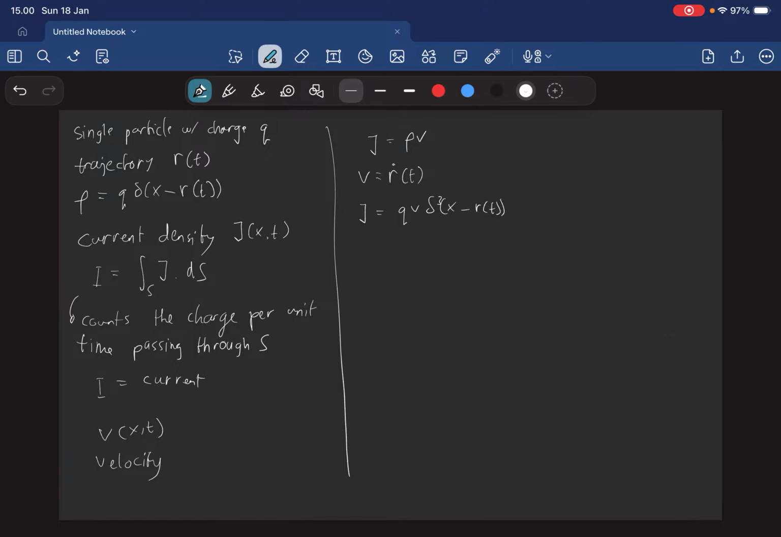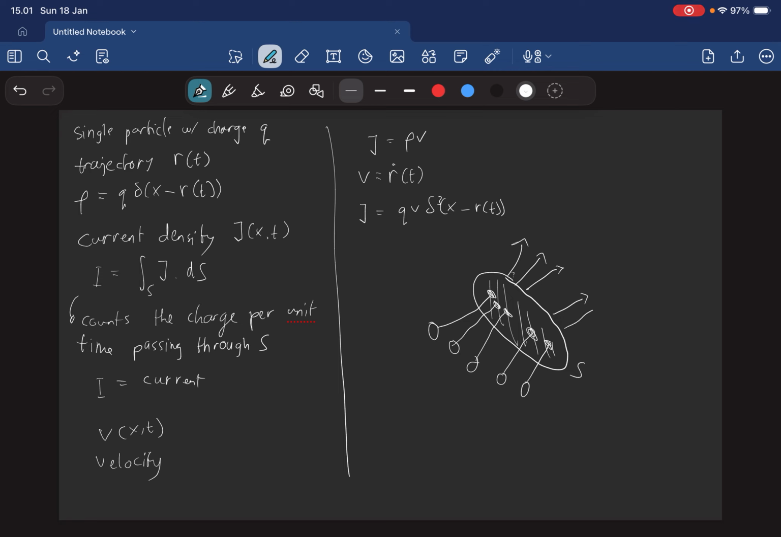So the illustration is like this. And this is surface S in which there is a current flux. So this is the underlying charged particles, shown as red balls, moving through the blue surface S.